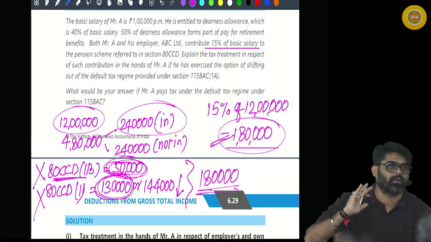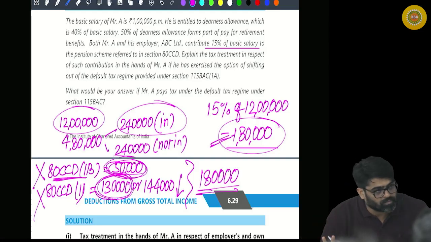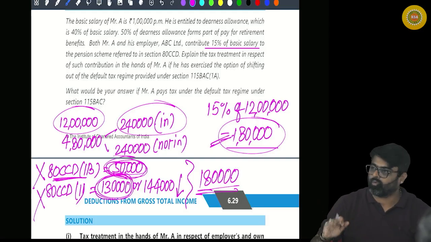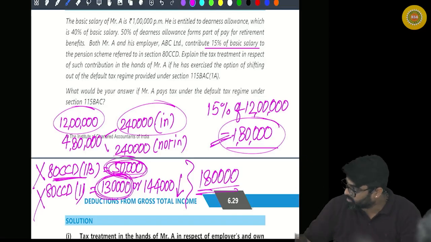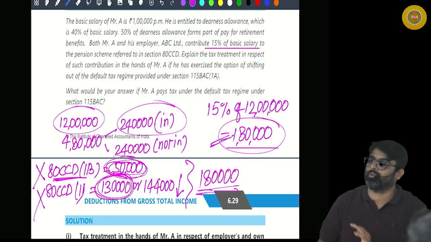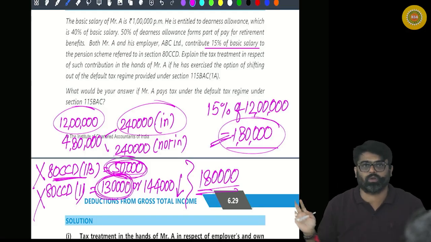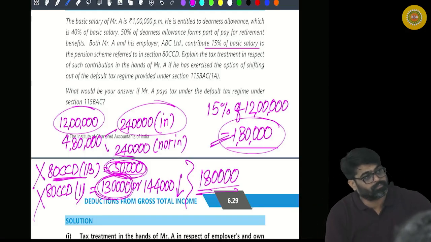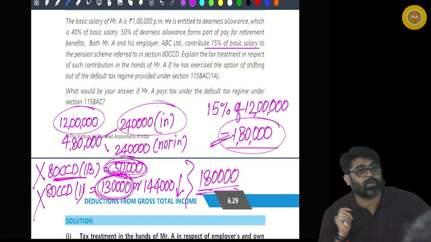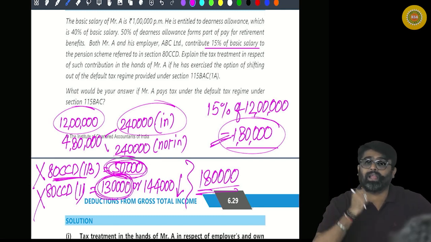Tell me, if you don't follow 115 BAC, then this is the treatment. What if you follow 115 BAC? Will you get CCD 1B? No. Will you get CCD 1? No. Total deduction will be nil. For your contribution, you are not going to get any deduction. But is your employer also contributing? How much? Same amount. Employer is contributing 1 lakh 80.